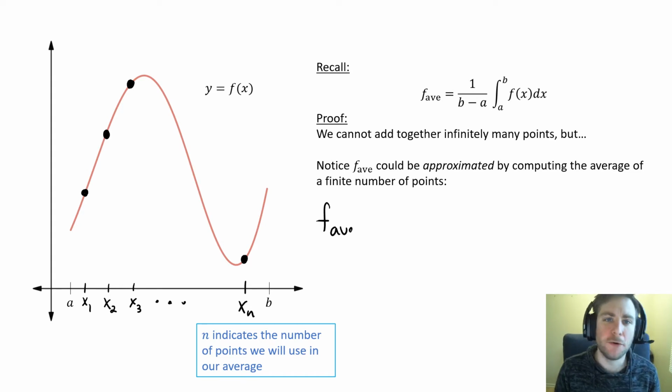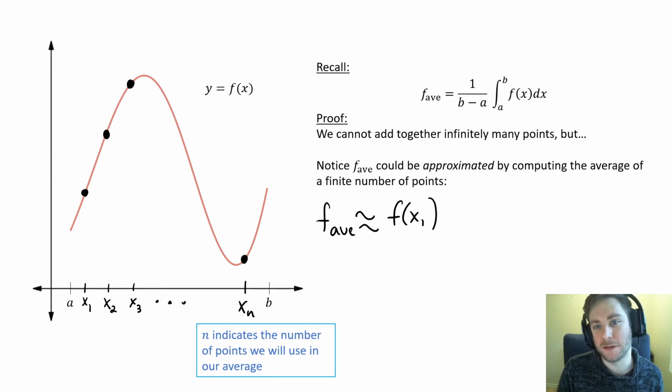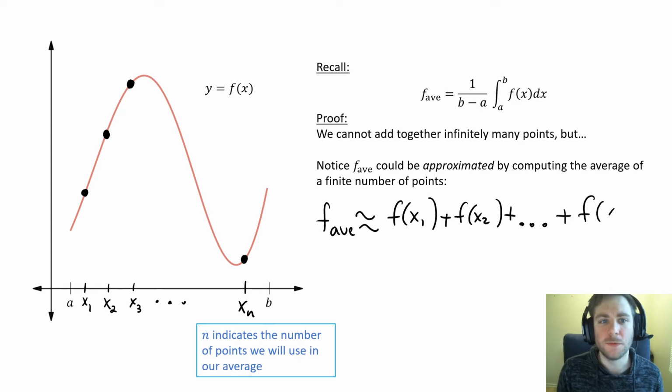Now that we've selected all these points, we can start building a formula which would at least give us the approximate value of f_av. Now remember that f_av represents the average of the y values, so we would need to add together the y values of all these points. The y value of our first point would be f of x1, since we know the y value is obtained by plugging in the x value into our function. We would then have to add the y value of our second point, which is f of x2, and we would continue adding all these values together, as I've indicated by ... And eventually, we would add the y value of our last point, which we can call f of xn.